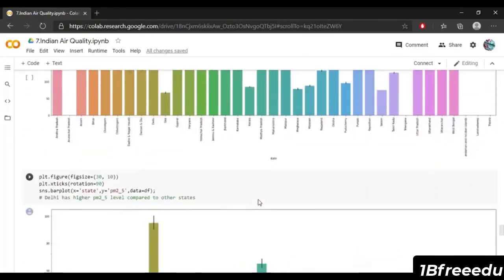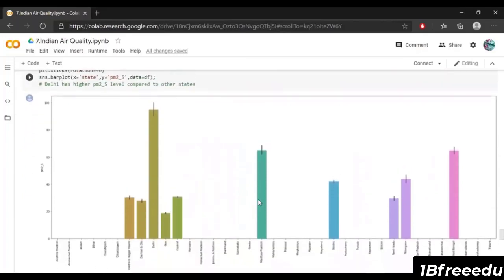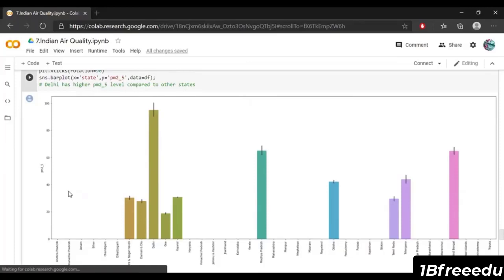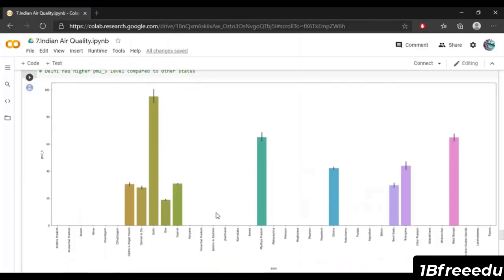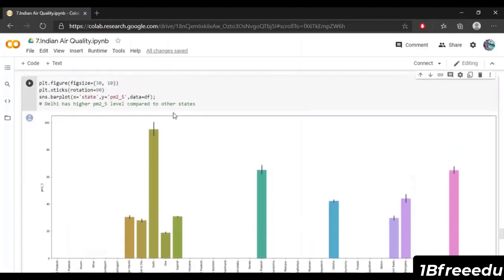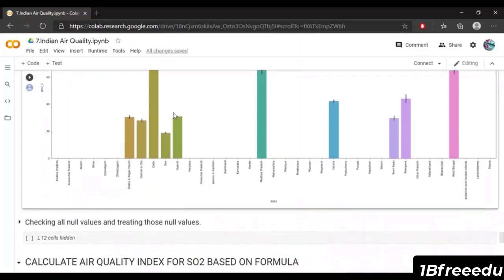And the other visualization over here is that we have taken the PM25 on the y-axis and state on the x-axis. So in this particular column, as we saw earlier, more than 80 to 90% of the data was missing, and this is the missing area where we don't have any data. And so far Delhi again has the higher PM25 levels. Anyways, let's go ahead.